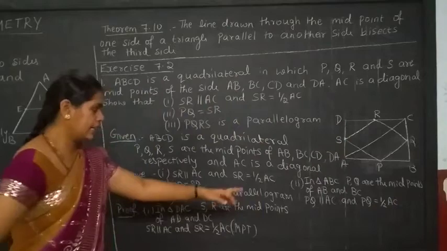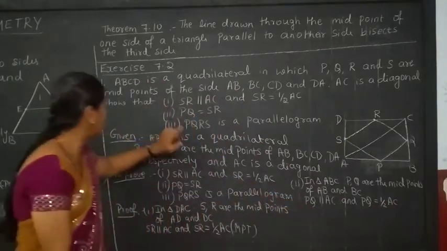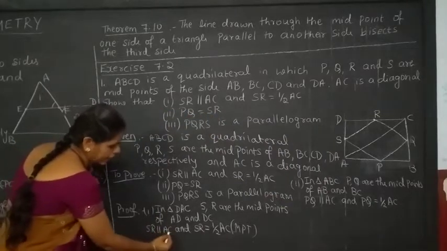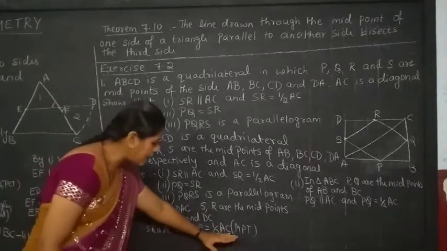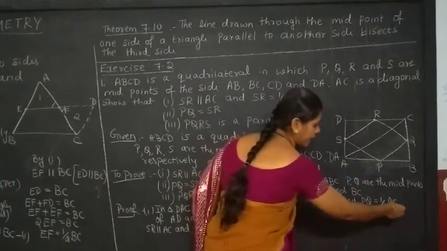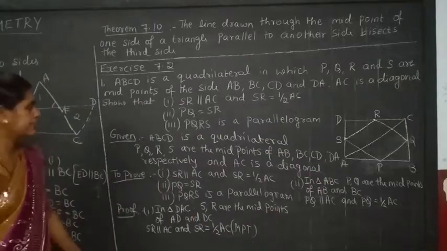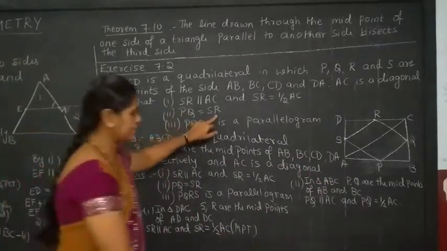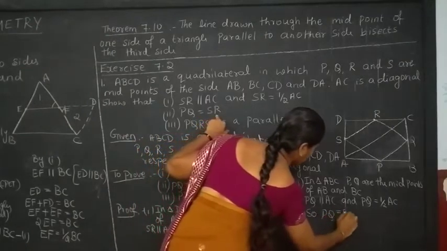But here, why am I using this? Because you don't need to prove this, but you want PQ is equal to SR. In the first proof, SR is parallel to AC and SR is half of AC. Proof 2, PQ is half of AC. So can I write PQ is equal to SR? Yes. So by 1 and 2, PQ is equal to SR.